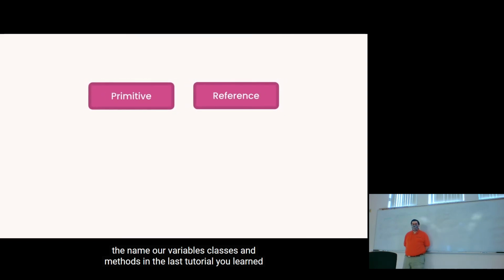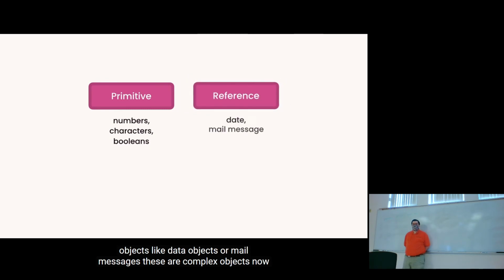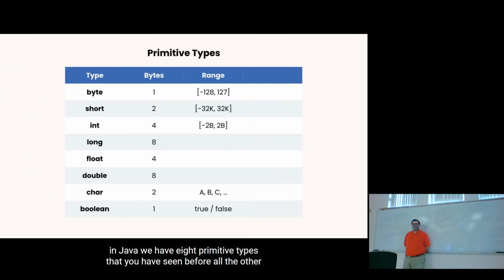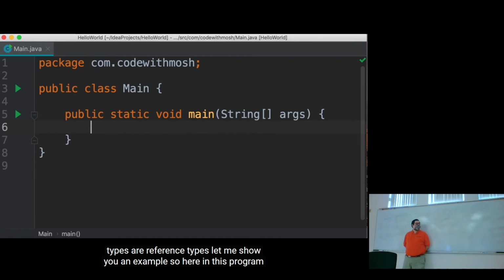In the last tutorial, you learned that we use primitive types to store simple values like numbers, Boolean values, or single characters. In contrast, we use reference types to store complex objects like date objects or mail messages. These are complex objects. Now in Java, we have 8 primitive types that you have seen before. All the other types are reference types. Let me show you an example. So here in this program, first I'm going to declare a primitive type. Let's say byte age equals 30.